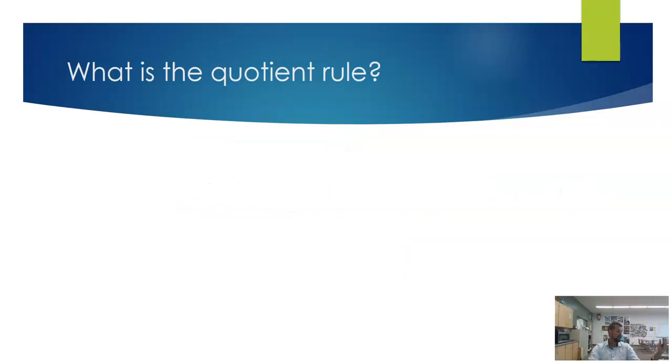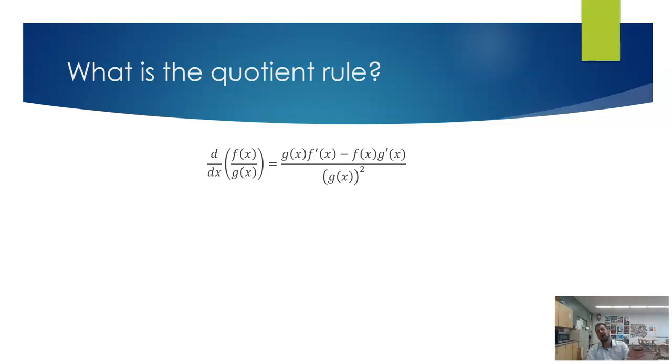The quotient rule is a bit more complicated, but it's what we use when we have two different functions that are dividing each other that we cannot simplify. The derivative of one function divided by another function is the function that is on the bottom multiplied by the derivative of the function that's on the top, minus the function that's on the top times the derivative of the function that's on the bottom, and then we divide that all by the function that is on the bottom squared.